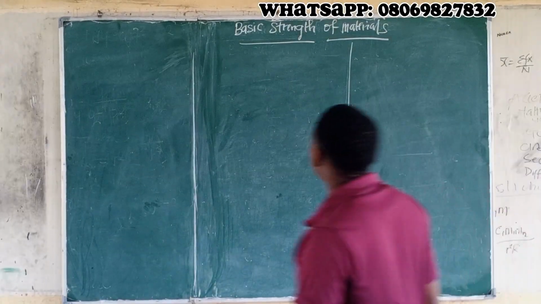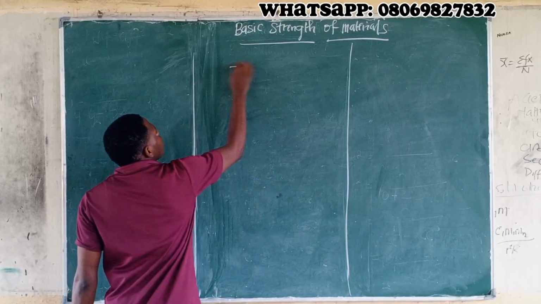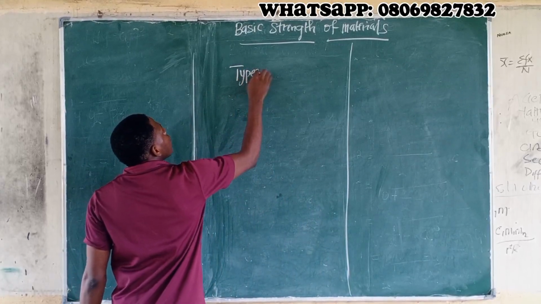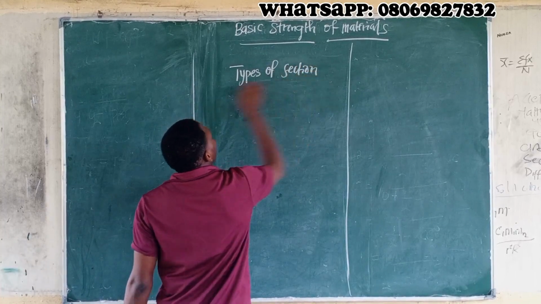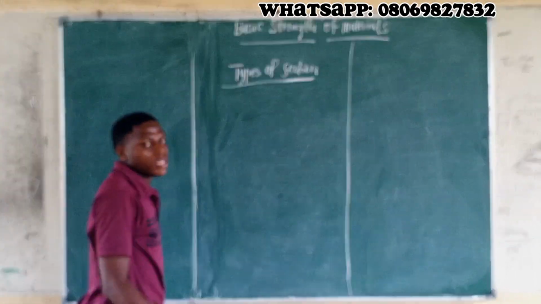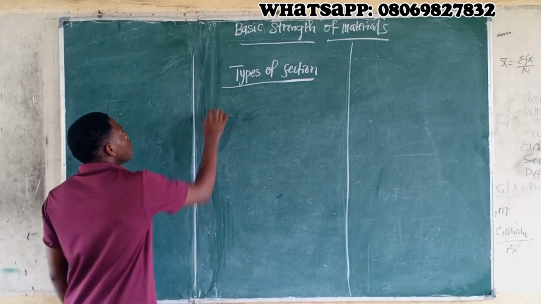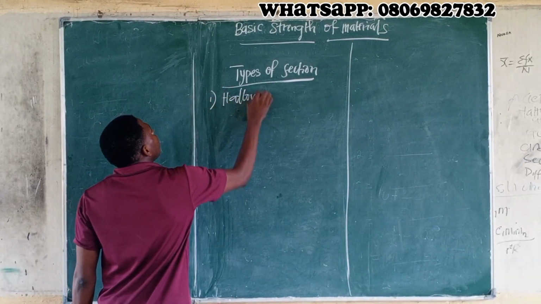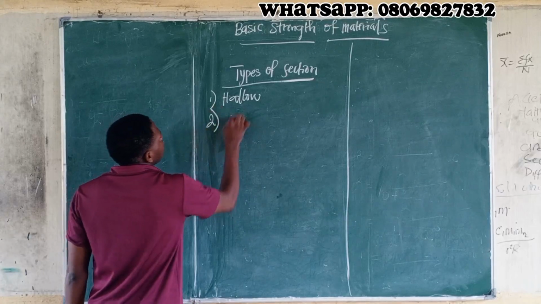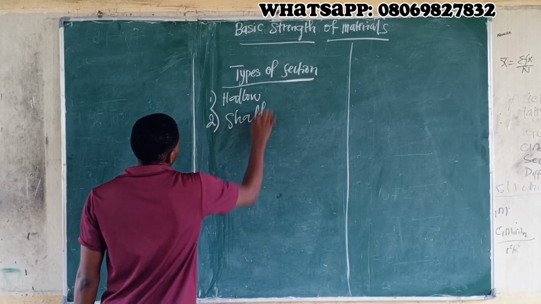Types of section. I would say you have basically two types of section. The first one is solid, and the second one is hollow.